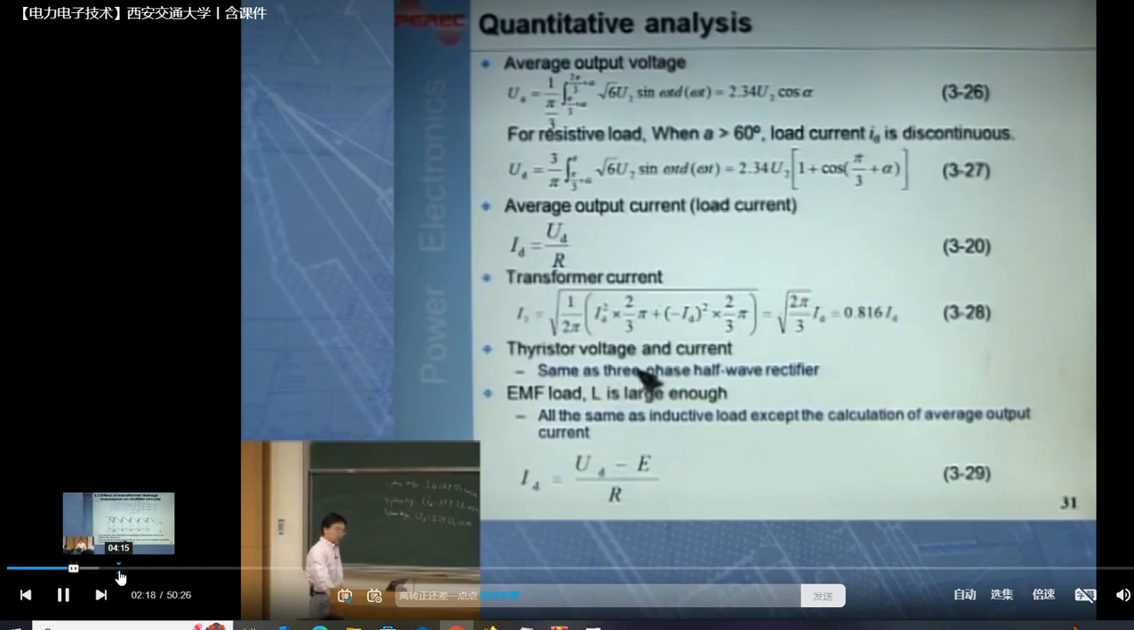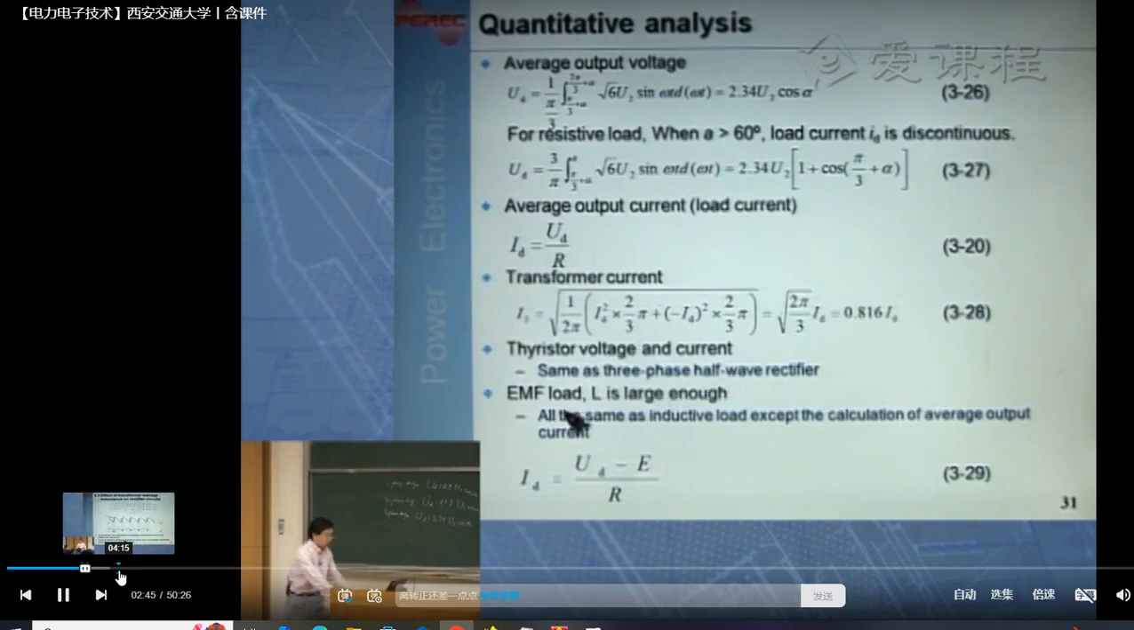And then you can also figure out for the thyristor what is the maximum voltage it will see, and what is the effective value of the current flowing through thyristors. In general, this is the same. In this case, same as three-phase half-wave rectifier. You can find out why after the class.